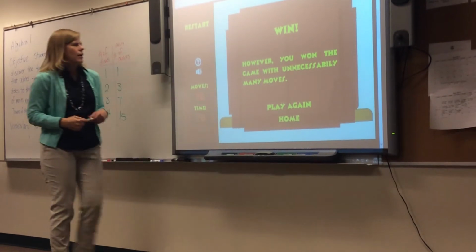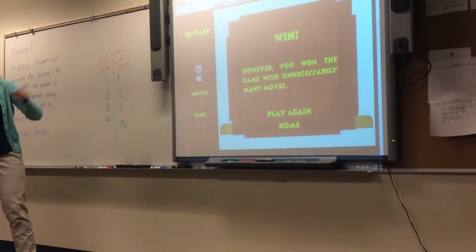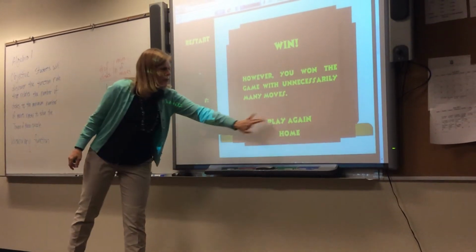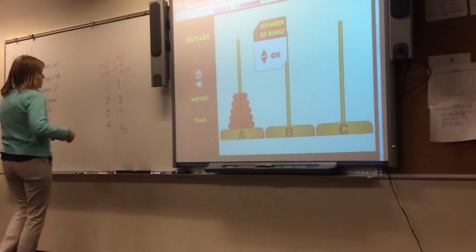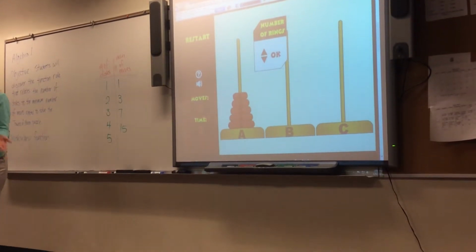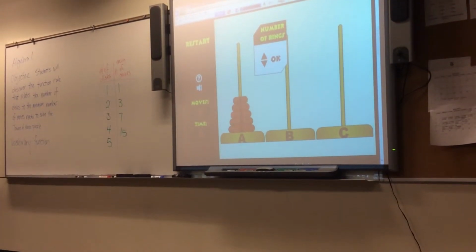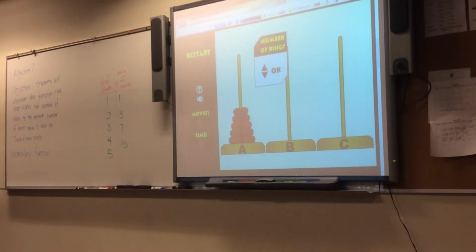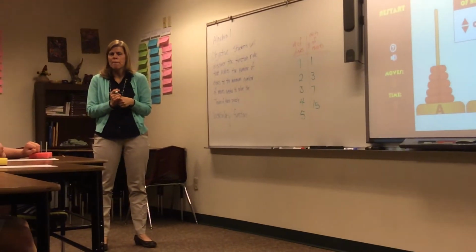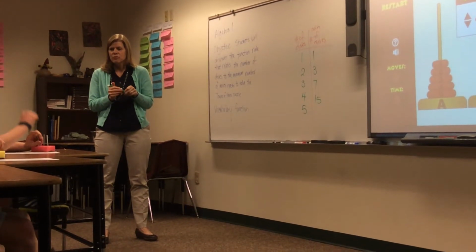Excellent. However, we had an unnecessary number of moves. That's when I double tapped it, but it was 15 moves. So, good job. Now for our 5th, when we had 5 discs, we didn't have 5 discs on our manipulative. We only had 4 here. So how did you figure out how many moves it would take for 5 discs? Who figured that out? Joseph, what did you figure out?